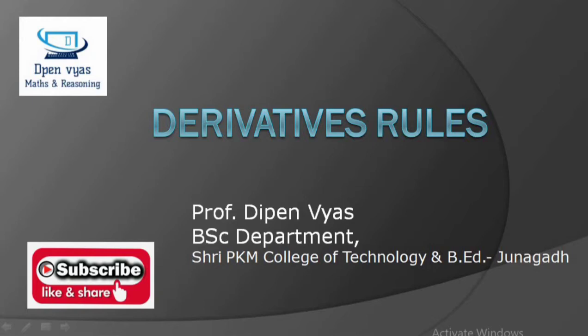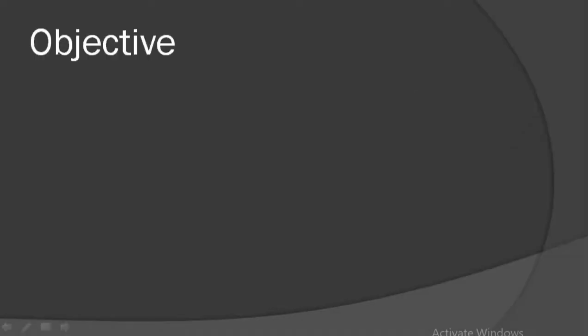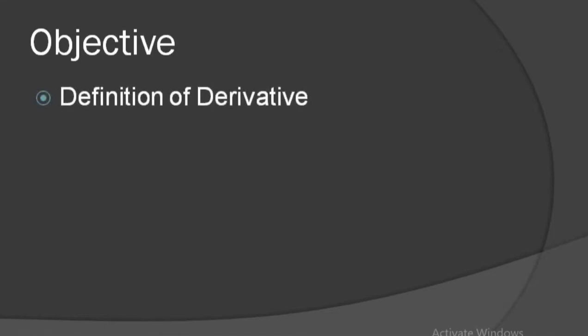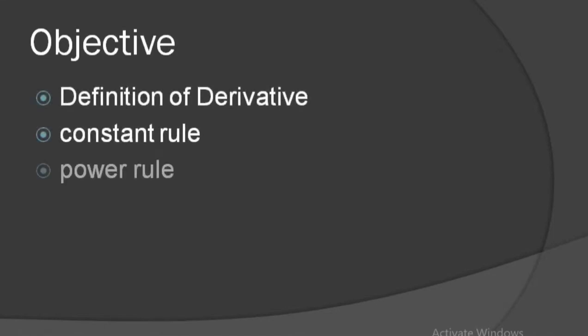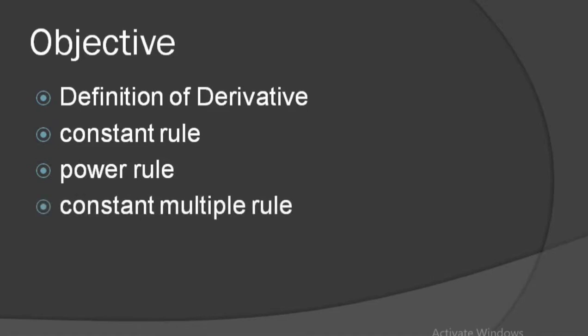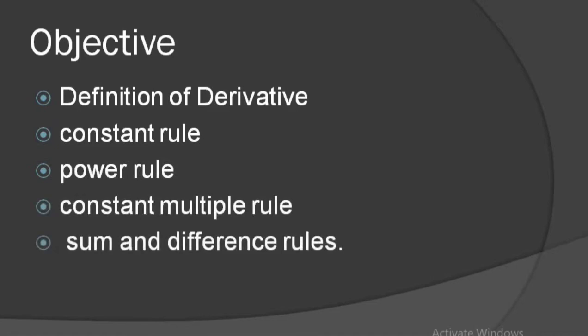In this lecture, we have to study derivative rules. In the previous lecture, we studied some important formulas related to derivatives. Now, we study derivative rules. The objective of this lecture is to learn the following points. Point number 1, definition of derivative. Second, constant rule. Third, power rule. Fourth, constant multiple rule, and sum and difference rule. So in this lecture we have to study the following points.